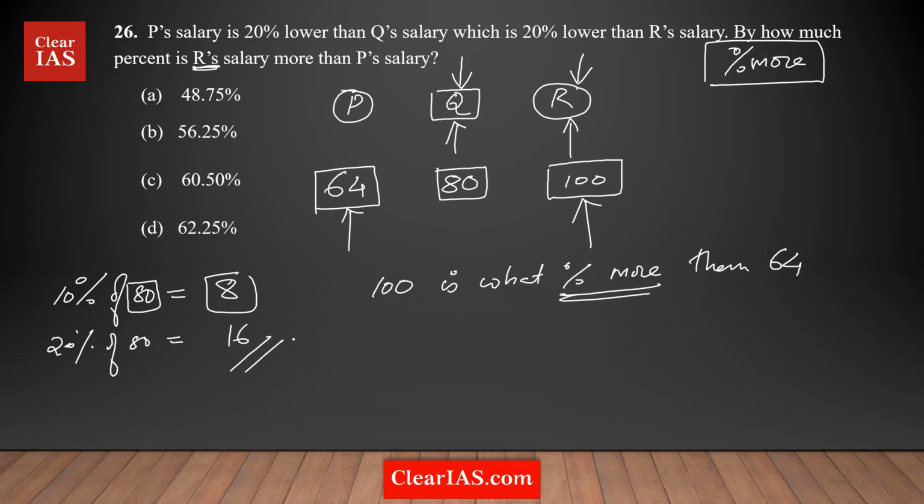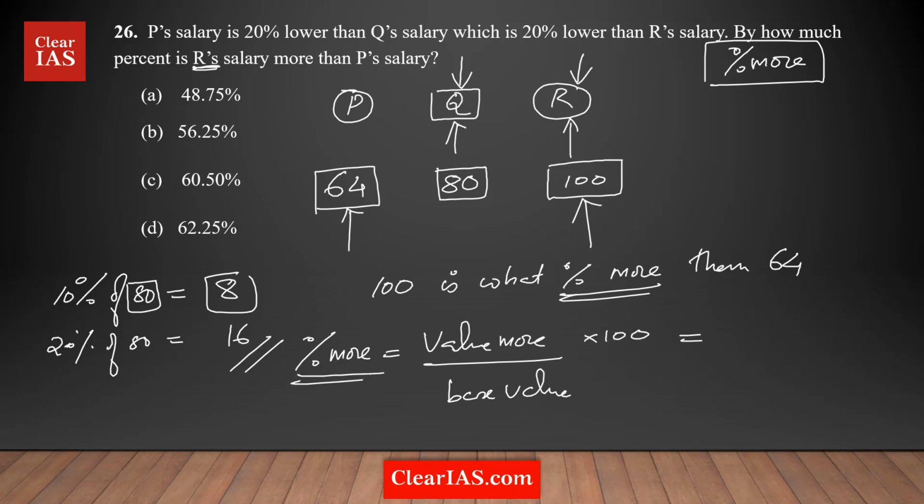Percentage more. To calculate percentage more, it's very easy. First you calculate the value more, upon the base value you are comparing with. You multiply that by 100. This will give you the percentage more. Okay, let's start with that. So value more: 100 is how much more than 64? It's nothing but 36 more, right?